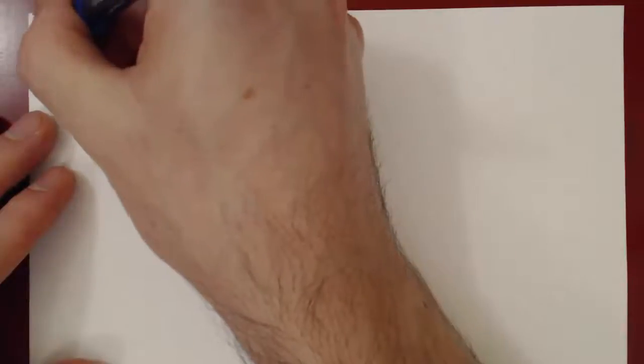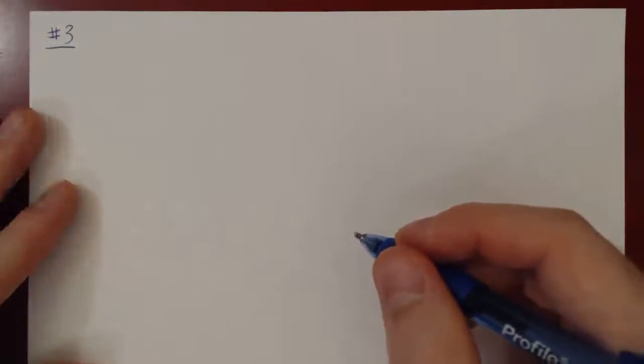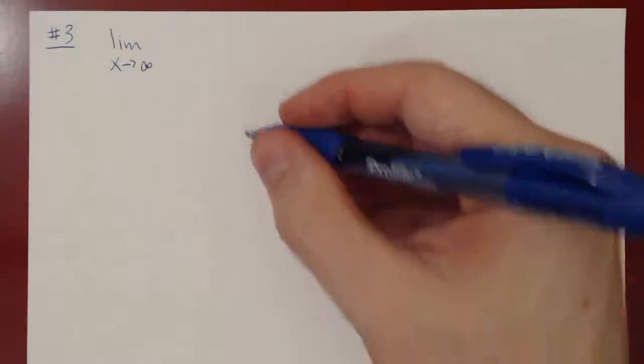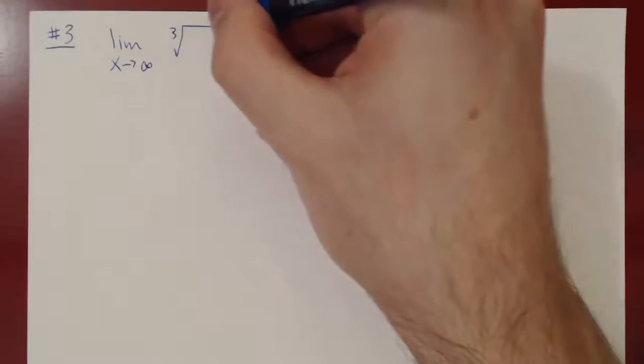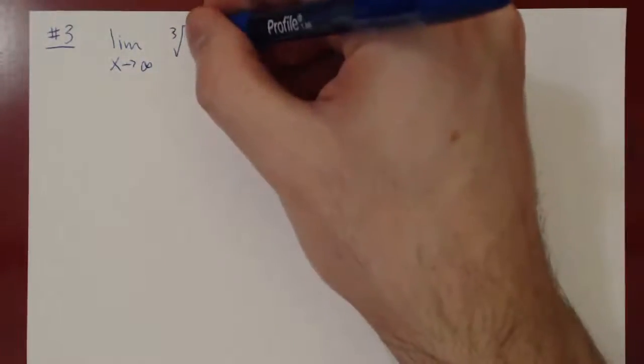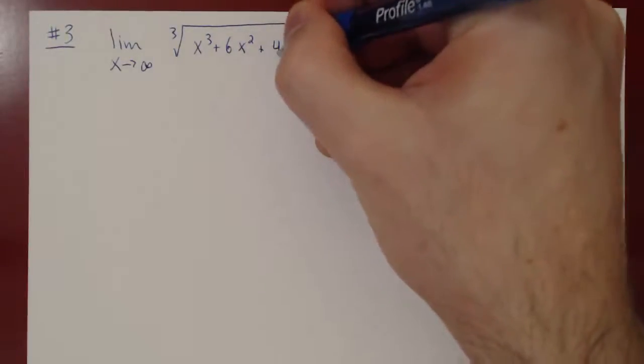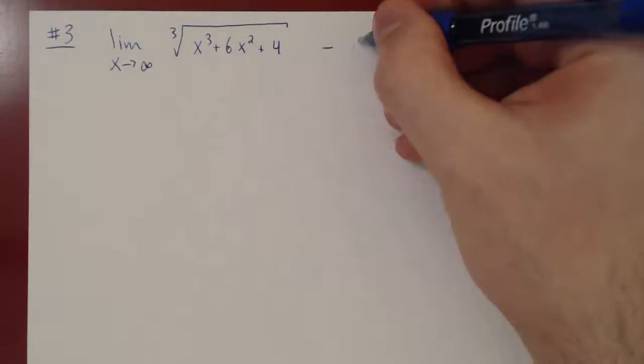Let's look now at one other type of indeterminate case. This will be our third example and the last example of this video. So what if we looked at the limit as x approaches infinity of the cube root of x cubed plus 6x squared plus 4, minus x.